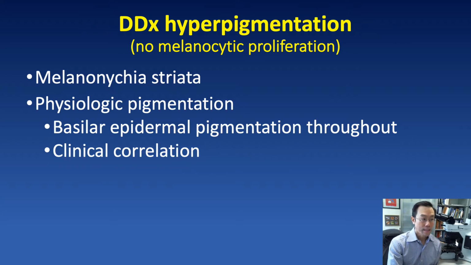We certainly do see from time to time nail matrix biopsies to evaluate melanonychia striata, and a potential pitfall is the presence of physiologic pigmentation in darker complected individuals. Rather than a discrete zone of hyperpigmentation, there would be basilar epidermal pigmentation throughout the epidermis in the tissue sections, and typically clinical correlation will easily resolve that. But if you don't have that, or if you don't have a picture or look at the chart, then you may be fooled into thinking that you're dealing with a hyperpigmented lesion.